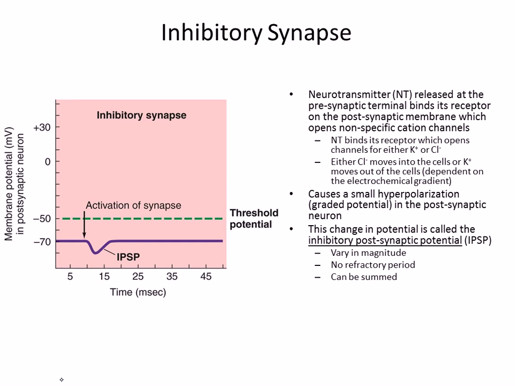The opposite is the IPSP, which is an inhibitory postsynaptic potential. Here, the neurotransmitter binds to a receptor that opens up a channel and allows potassium out of the cell, for example, or chloride into the cell. In either case, you're either going to remain flat at the resting potential, or you're going to see a dip, a hyperpolarization, on the postsynaptic side. We abbreviate this the IPSP, the inhibitory postsynaptic potential. Again, same rules apply: varying magnitude, no refractory period, and you can sum them.